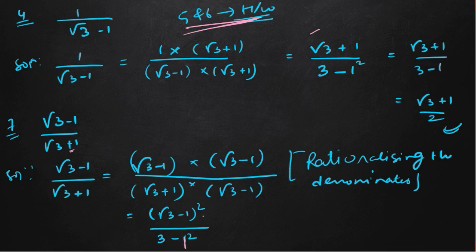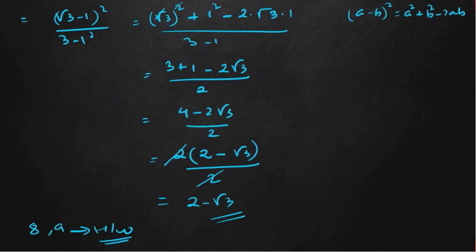Okay, so in the next slide, just open the formula, root 3 minus 1. So root 3 minus 1 whole square, and 3 minus 1 square. We will use the formula a minus b whole square, which is a square plus b square minus 2ab. If you use this and solve, you will get the answer 2 minus root 3. Now you can see the denominator is 1, and this is a rational number. So we have successfully rationalized the denominator.